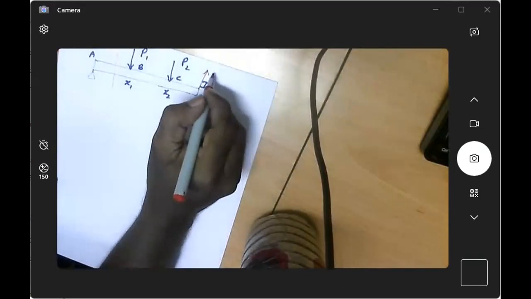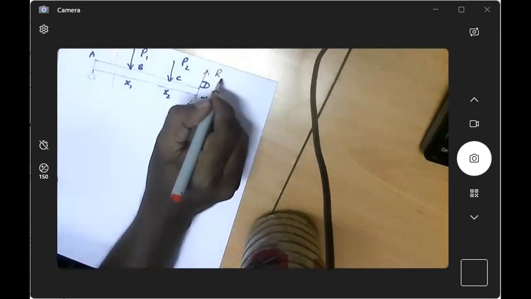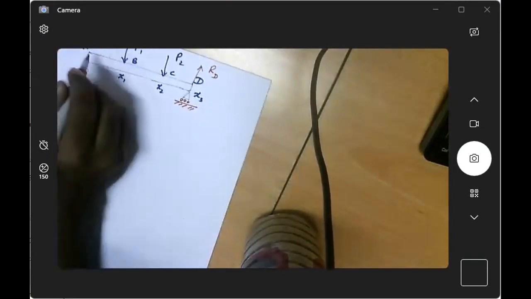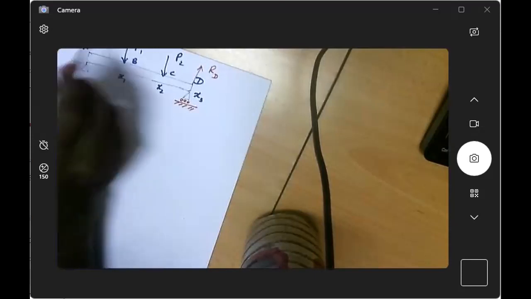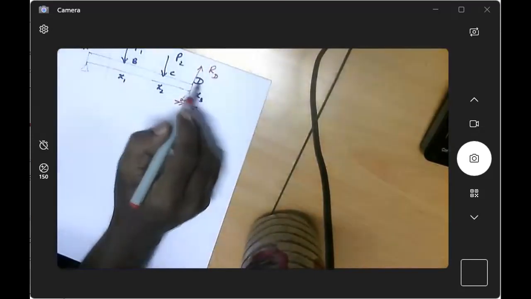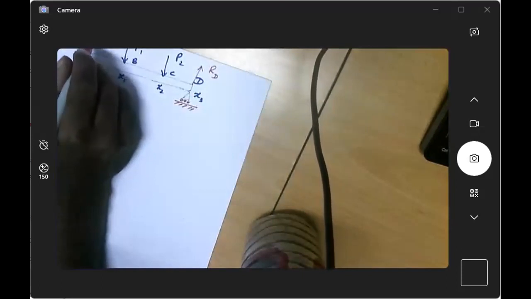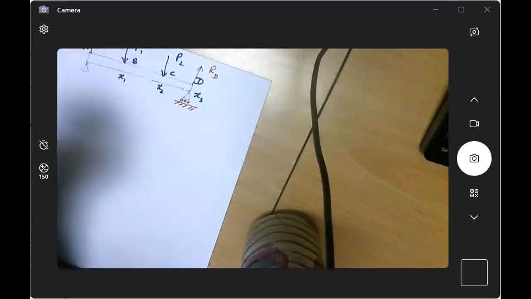It can generate only a vertical force. Let's say R at D. There's nothing else. This one can restrict motion in two directions, but since this is only upward, that means this must also be only upward, right? So that is the external reactions.